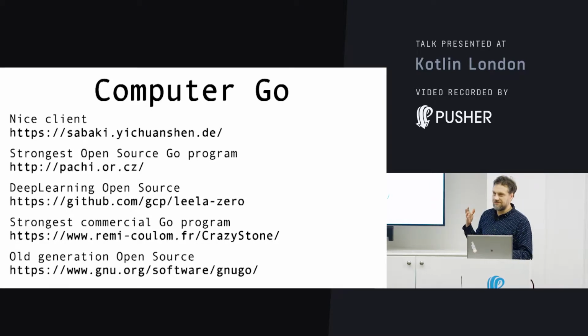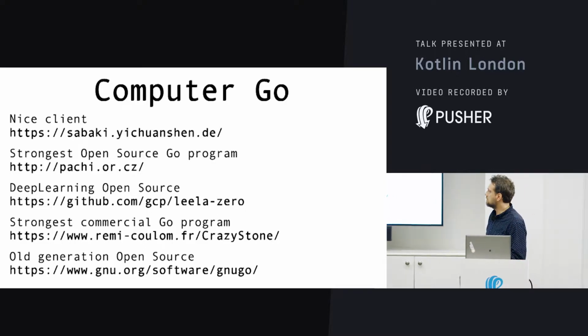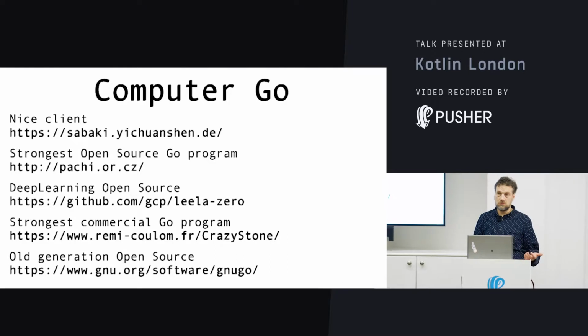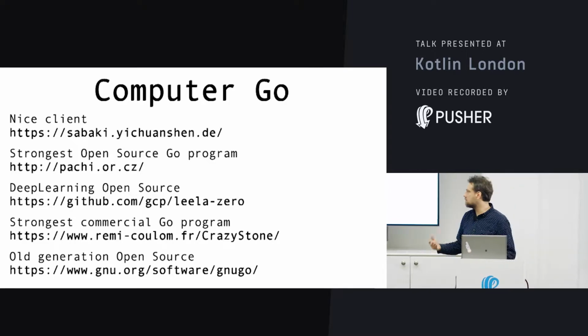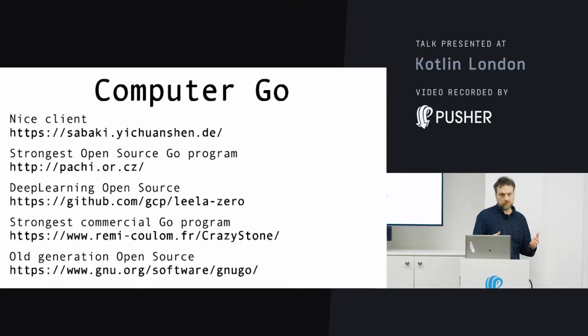And it's really nice. I think at the beginning of this year it was still weaker than Pachi, but probably it will be stronger in the future. And Crazy Stone is a commercial program, the strongest. And also Crazy Stone is now switching to deep learning. And we will try to explain why. And instead, the new Go was the old program.